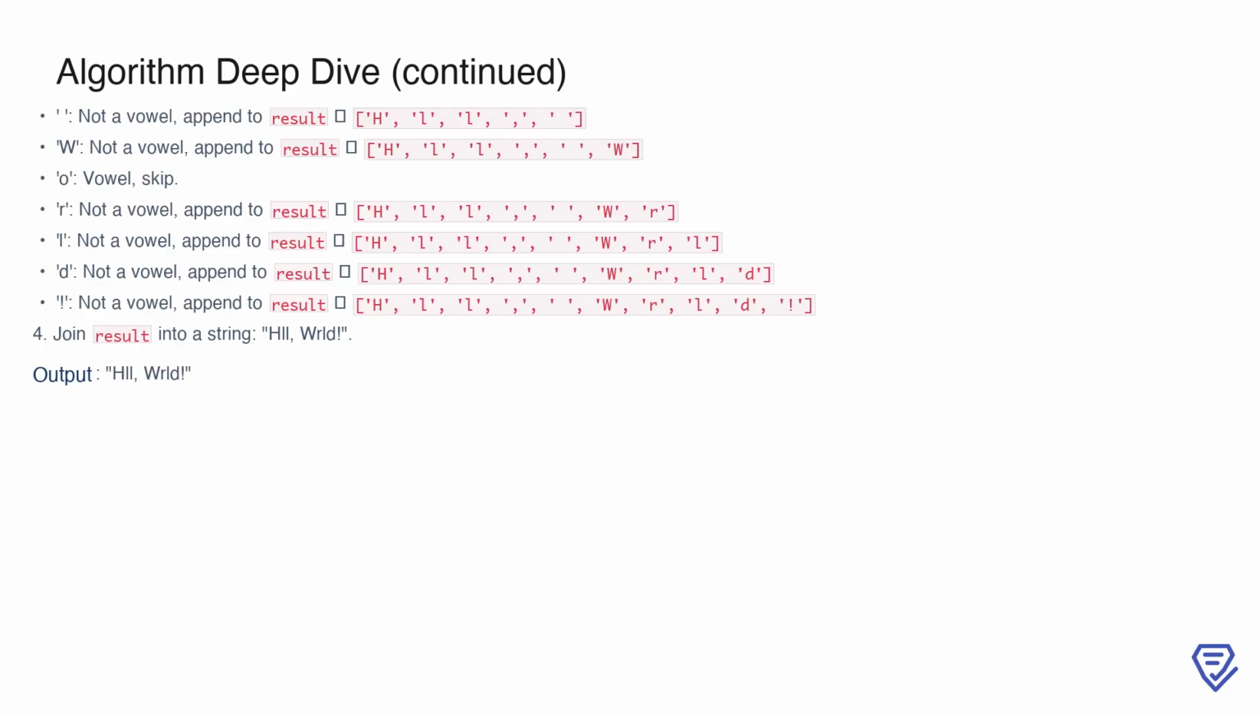At the end of the iteration, the result list contains the characters H, l, l, comma, space, W, r, l, d, exclamation point. These characters are then joined to form the output string "Hll, Wrld!" This string is returned as the final result. The algorithm successfully removes all vowels from the input while preserving the order and integrity of non-vowel characters. This example demonstrates the efficiency and clarity of the approach, making it robust and adaptable for various input cases.